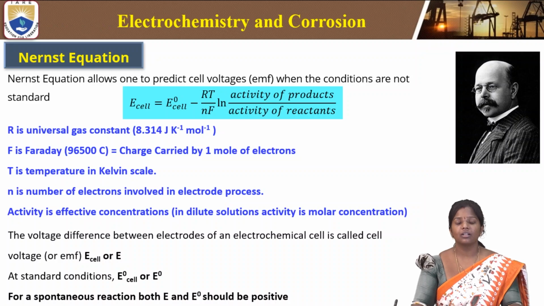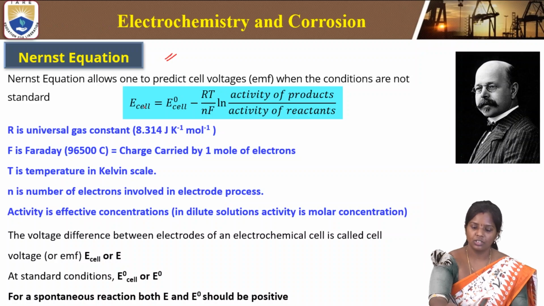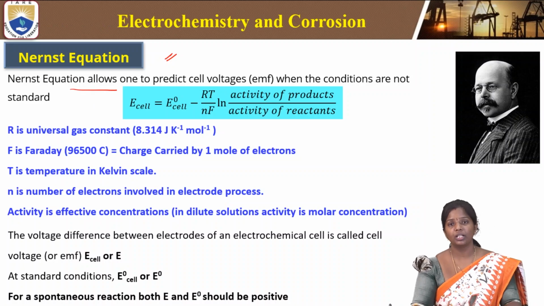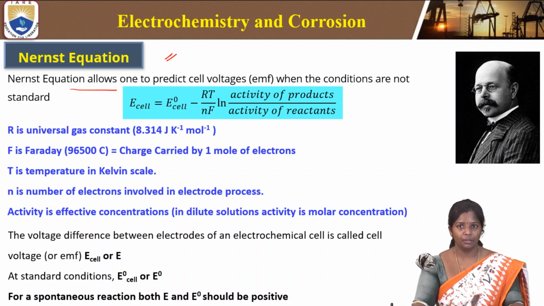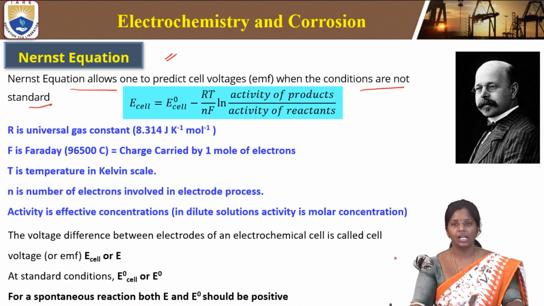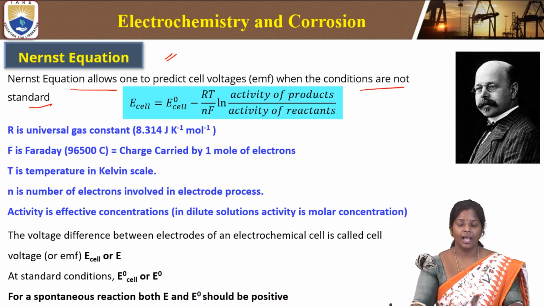But when the conditions are not standard, we have to use the Nernst equation. This is given by a scientist called Nernst. The Nernst equation allows us to predict cell voltages or EMF, electromotive force, when the conditions are not standard. What are the standard conditions? Standard temperature and pressure. Whenever it is not 25 degrees centigrade or 1 atmospheric pressure, it is not standard.